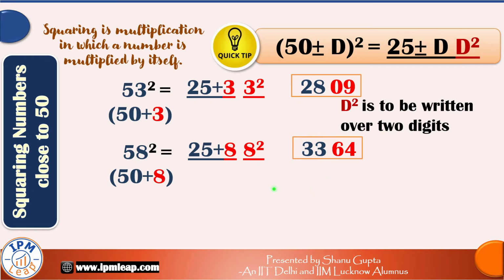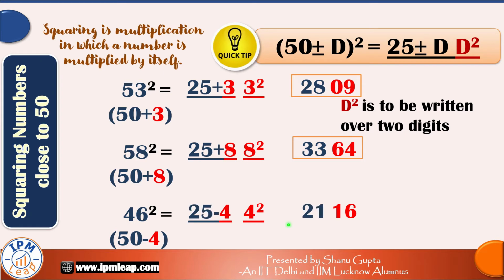This trick applies equally well to numbers below 50 but close to 50. Only in this case, we need to subtract D from 25. So to calculate 46 square, 46 is 50 minus 4. D is 4. But this time we need to subtract D from 25. Last 2 digits of our answer are D square, so 16. And the left hand side of our answer is 25 minus D. So 25 minus 4. That is 21. 2116 is our final answer.